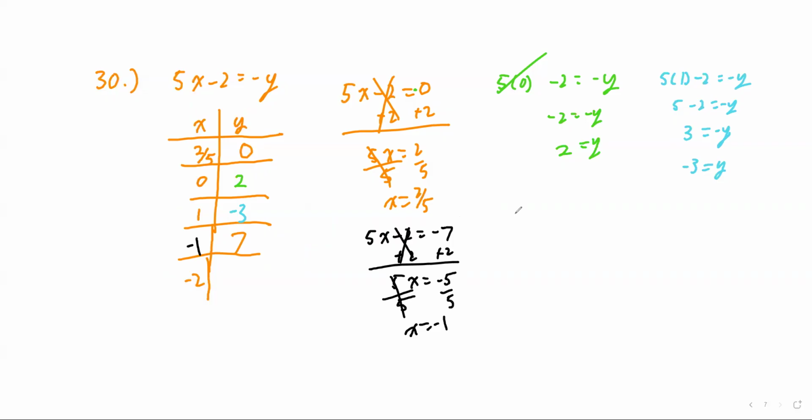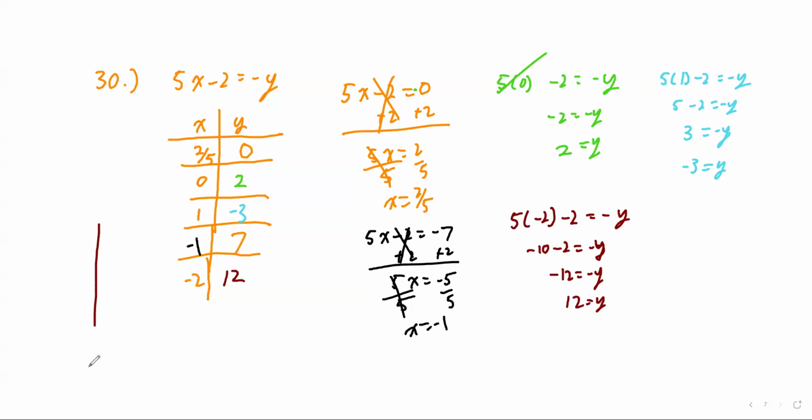And so then I get 5 times negative 2 minus 2 equals negative y. So this is negative 10 minus 2 equals negative y. And then this gives me negative 12 equals negative y. If negative y equals negative 12, then positive y must equal positive 12.